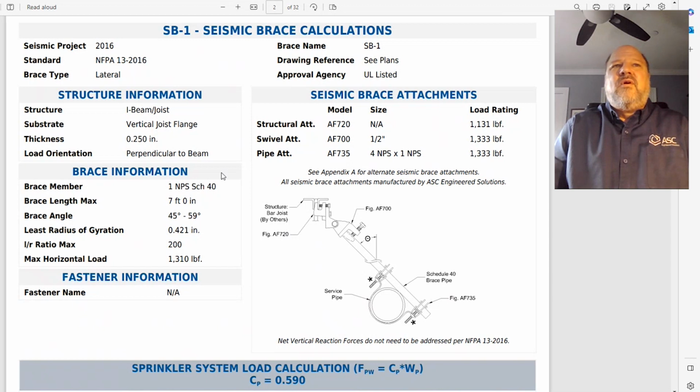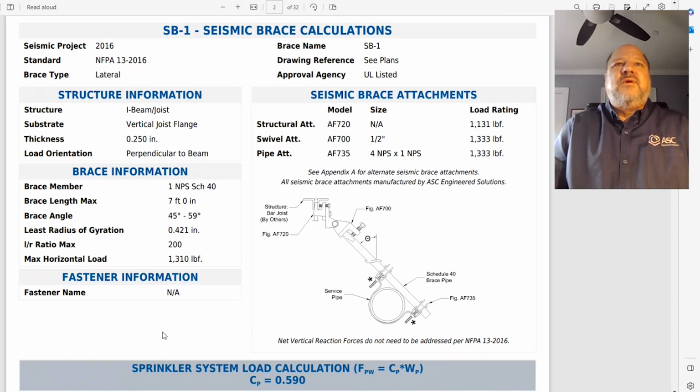And if I didn't tell you before, a little reminder, all of the listings and the list testing at UL for our components and all components in accordance with UL 203A require the use of Schedule 40 pipe. And next one would be fastener information. If I had used a bolt or a concrete or something out of NFPA, that would be called out right here.